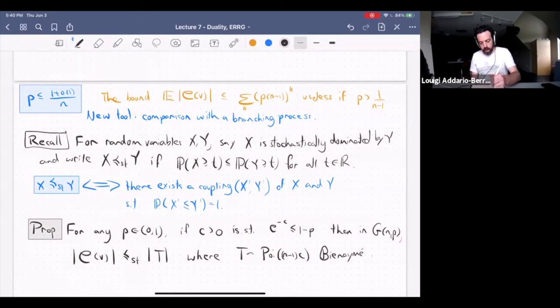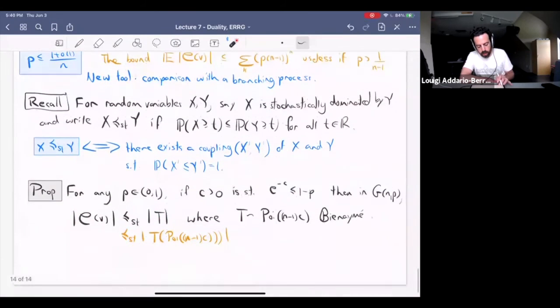Okay, so I gave myself some notation for that, actually. I could write T Poisson (n minus 1)c. Is the statement clear? This says that the component size is stochastically smaller than a certain Poisson branching process.